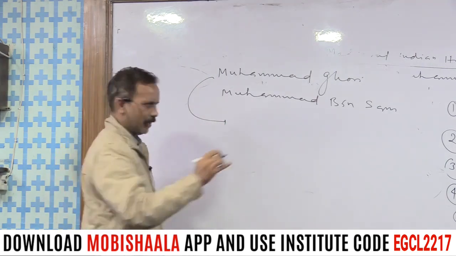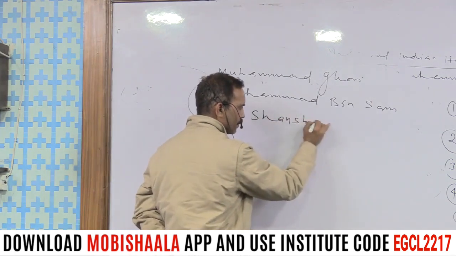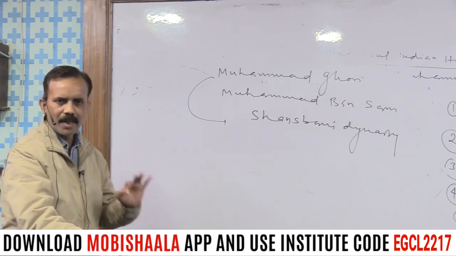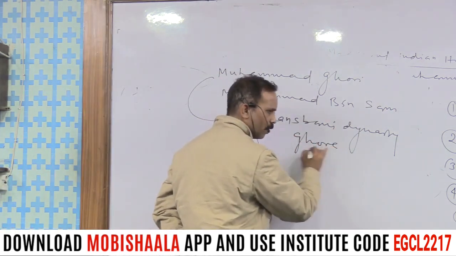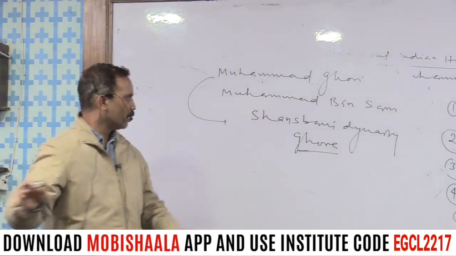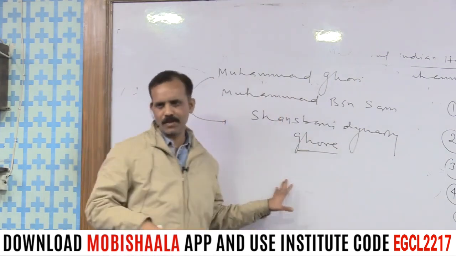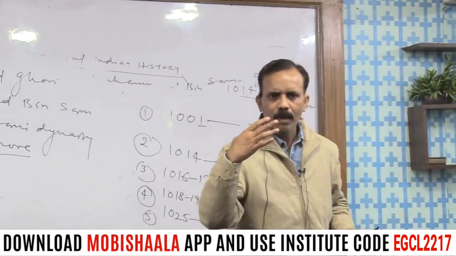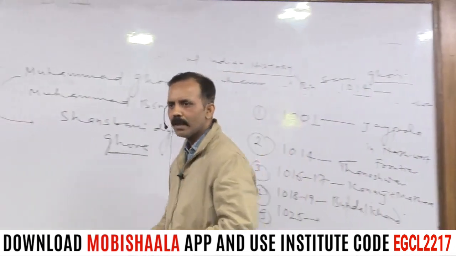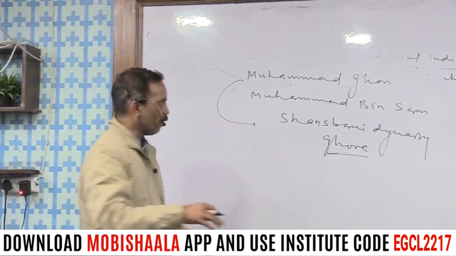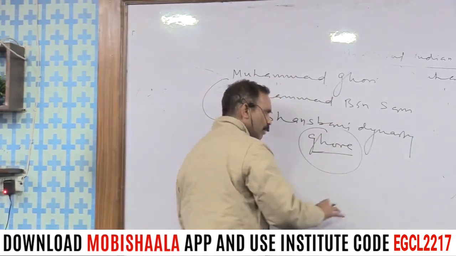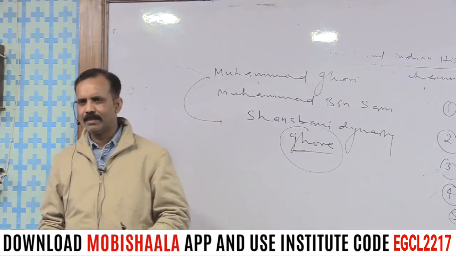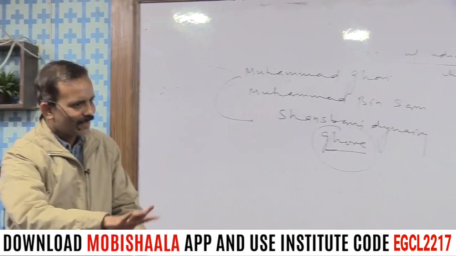He belongs to Sans Bani dynasty of Ghor region, which was once a part of Ghazni dynasty. Is it clear? Once it was a part of Ghazni dynasty. Means this region was under the subjection of Mahmud Ghazni. When Ghazni was no more, then this Sans Bani dynasty came to emerge in Ghor region. Okay? Right.